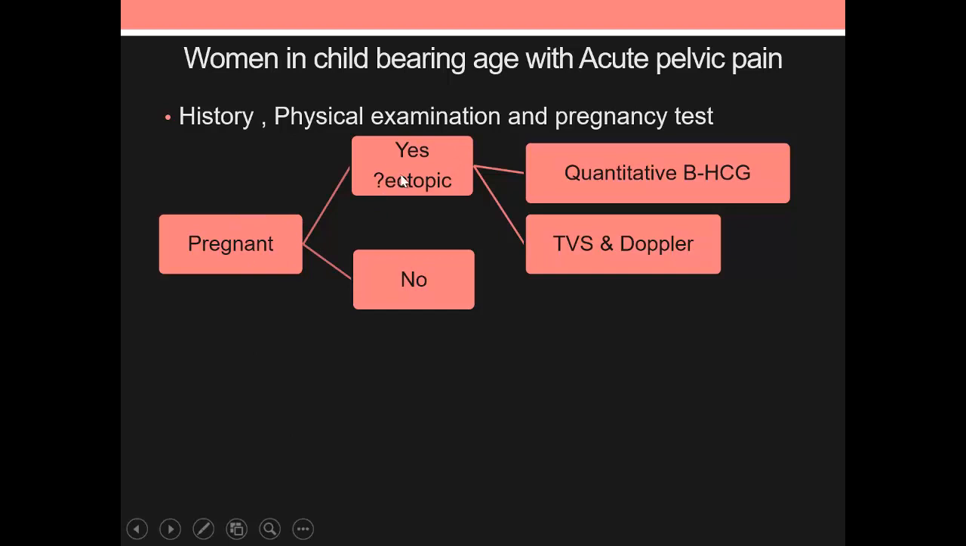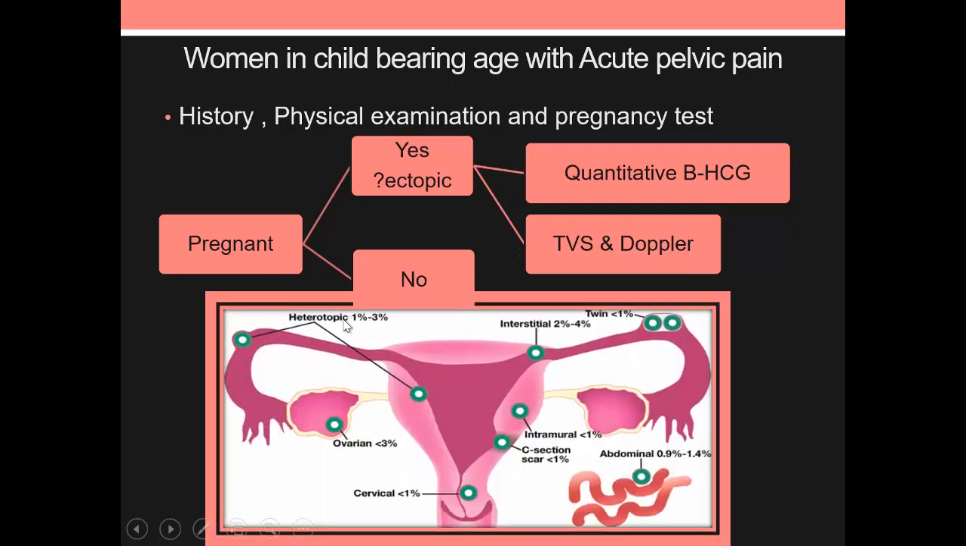If she's pregnant, then we could think of ectopic. We can do a quantitative beta HCG level and transvaginal sonography with color Doppler. If she's not pregnant, then this is not ectopic, and we start to think of other causes. But first, exclude pregnancy.